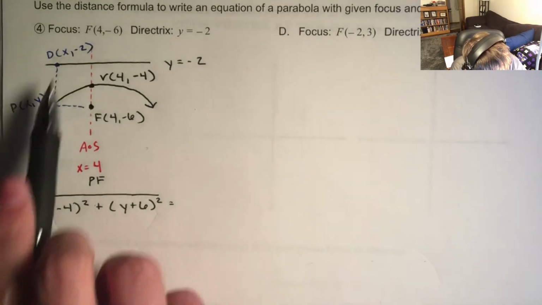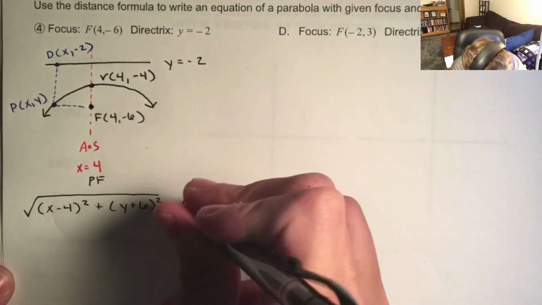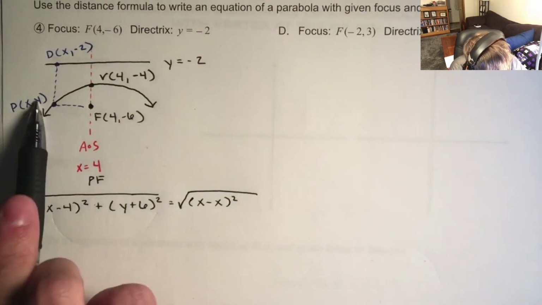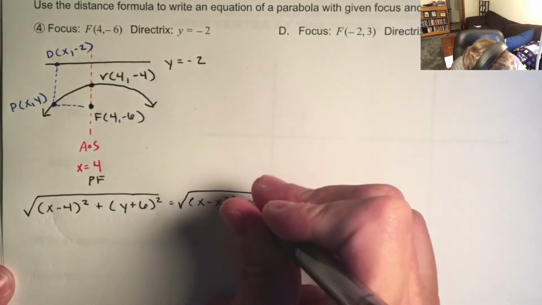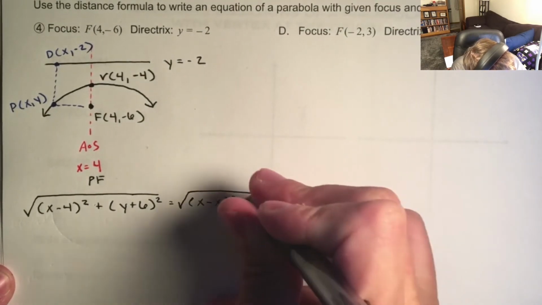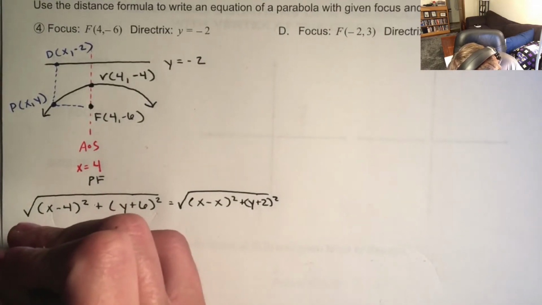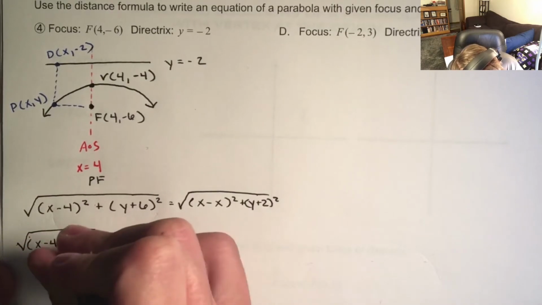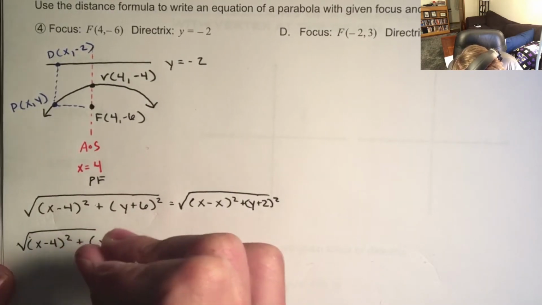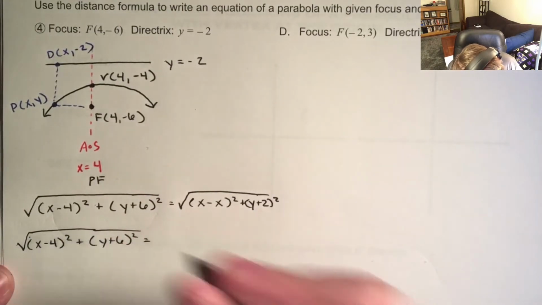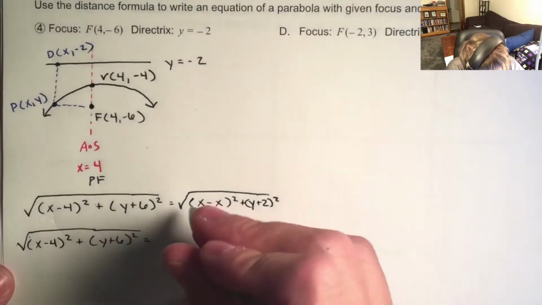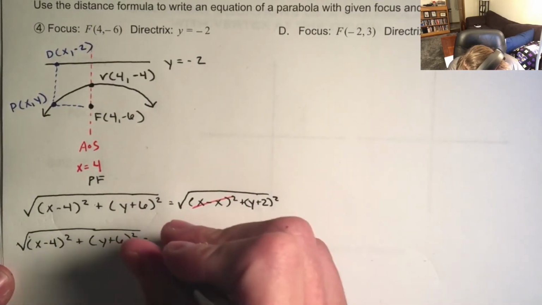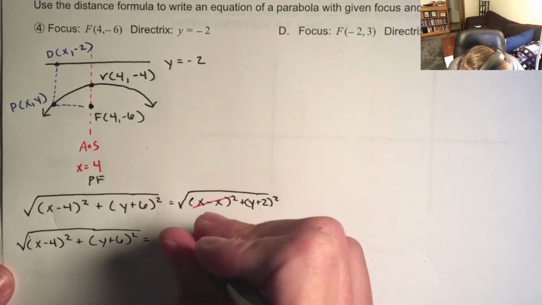Okay, P to D. This is going to be x minus x again. This will basically happen every single time, folks. And then y minus -2 is y plus 2. So here I have the square root of, well, x minus 4 can't simplify. x minus x is 0, so this is going to go away. And then I have y plus 2 squared and then the square root of that.